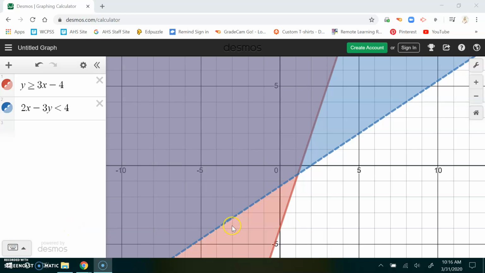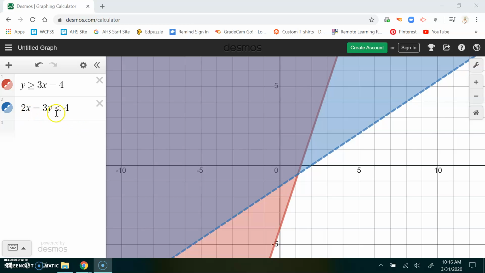So I'm going to give you a quick review of systems of inequalities. We did these before. They seem to be easiest for us, but I just want to refresh your memory. So I've got graphed here two linear inequalities. Notice one was in slope-intercept form and one was in standard form.